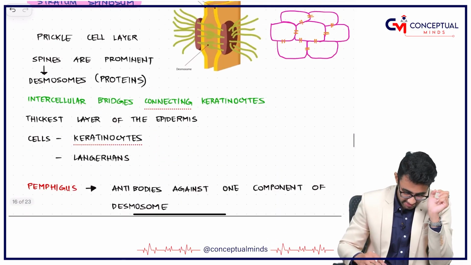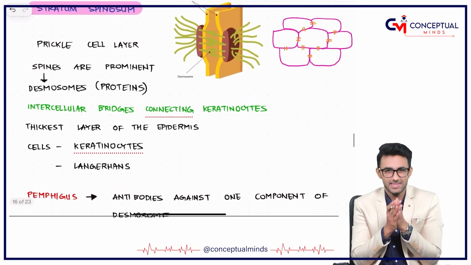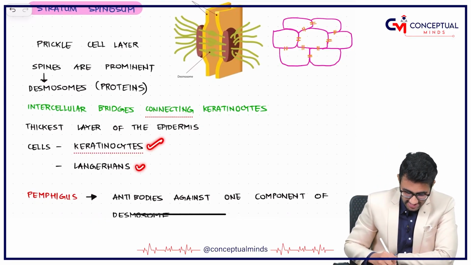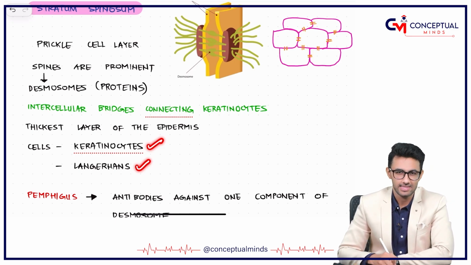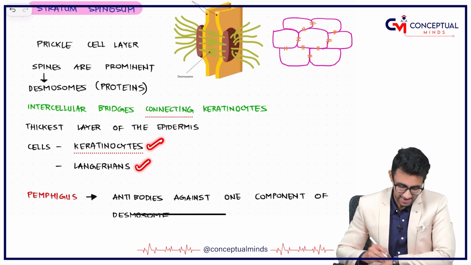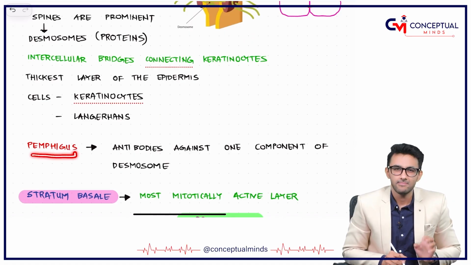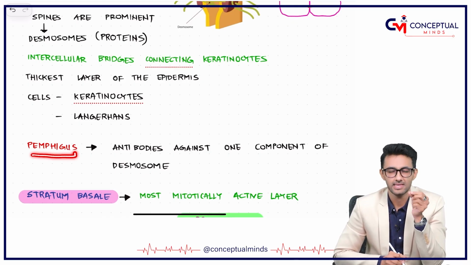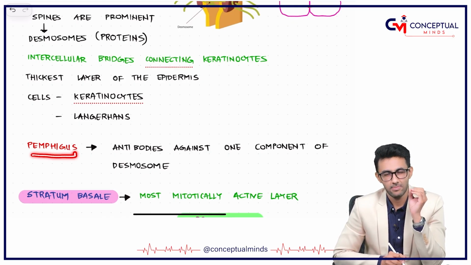So the next one. Now let us discuss the cells. These are keratinocytes and Langerhans cells. Langerhans cells were the APCs. The next point is about the diseases. I discussed this as well. The pemphigus group of diseases is the one in which antibodies are made against the desmosomes, or even a part of the desmosome. In pemphigus there are a lot of different types, and in each subtype there is a specific antibody.